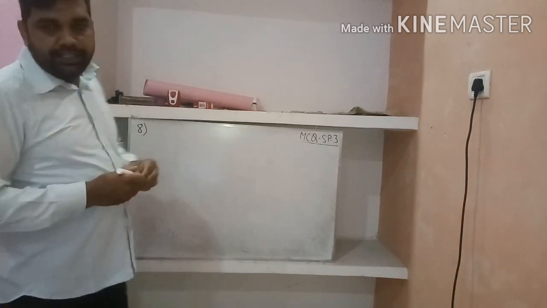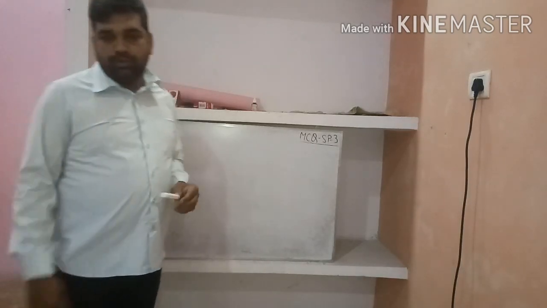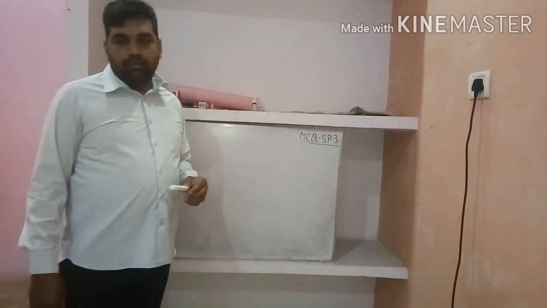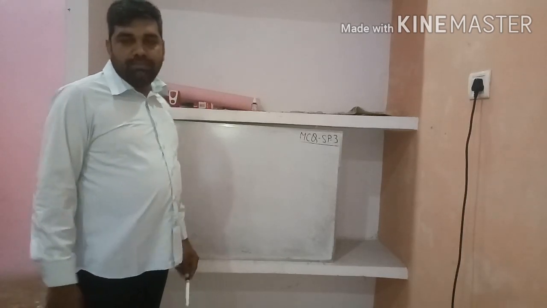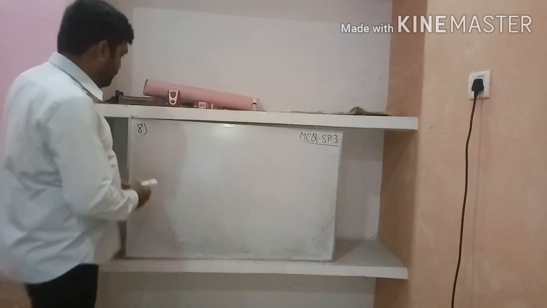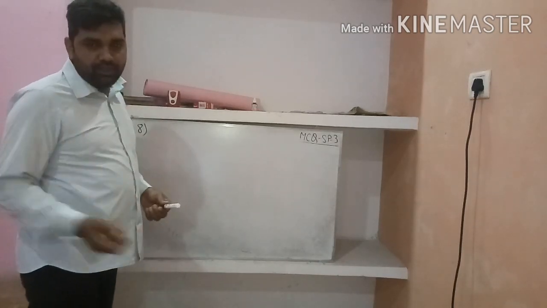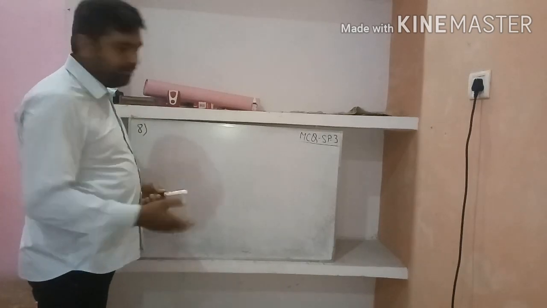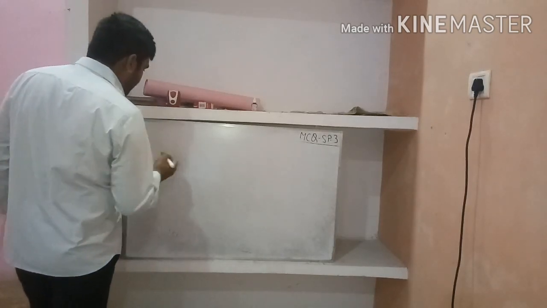So question number 8 is: what number should be added to minus 1 by 2 plus 1 by 3 plus 1 by 5 to get minus 2? What number must be added? We do not know what number that is. Suppose that number is x. Let the number be x.